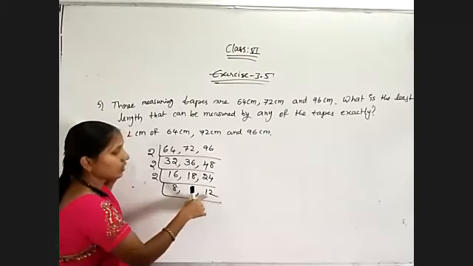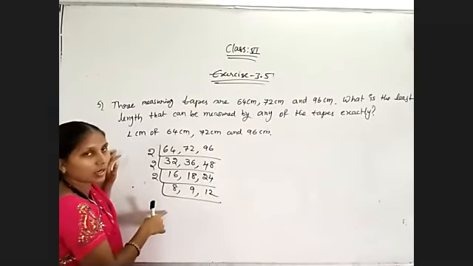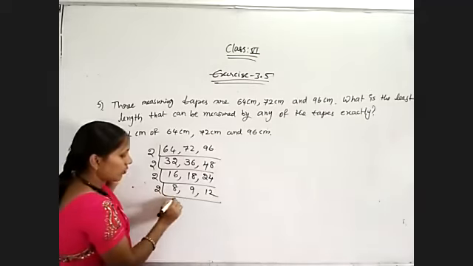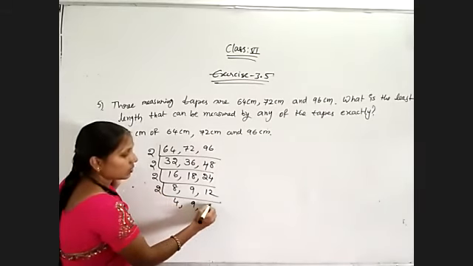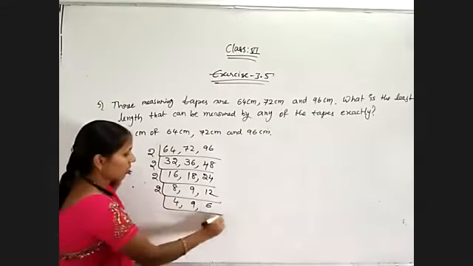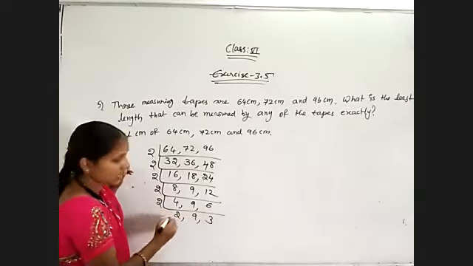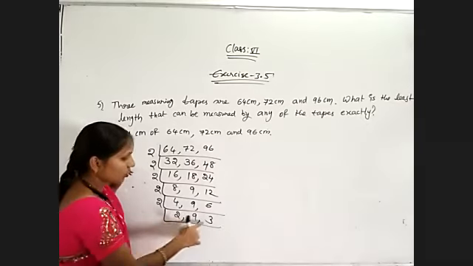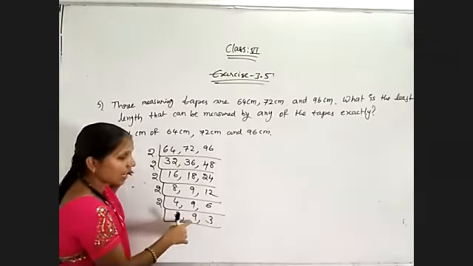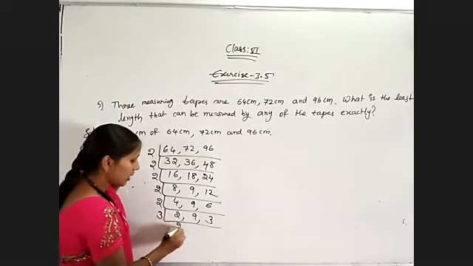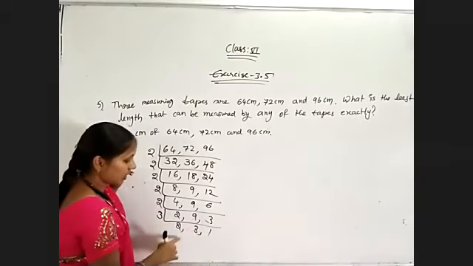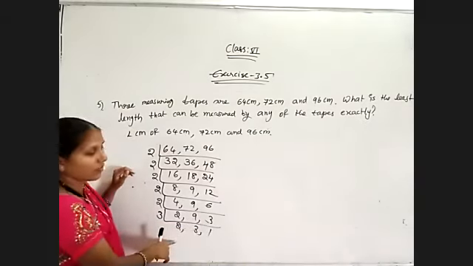Now 8 and 12 will come in the 4 table, otherwise the 2 table only. 2 4s are 8, 2 6s are 12. Now next, 2 2s are 4, 2 3s are 6. And here 3 and 9 have a common factor. So 3 3s are 9, 3 1s are 3. 2 and 3 don't have any common factors, so leave them there only.